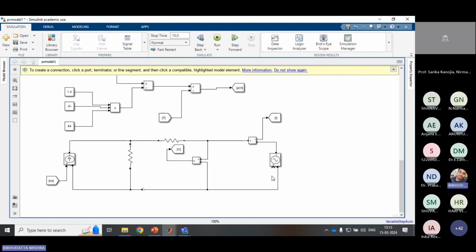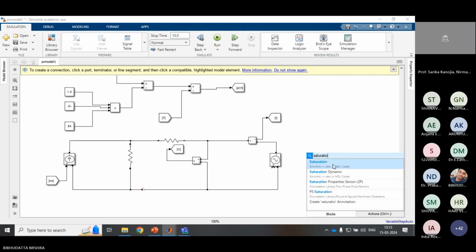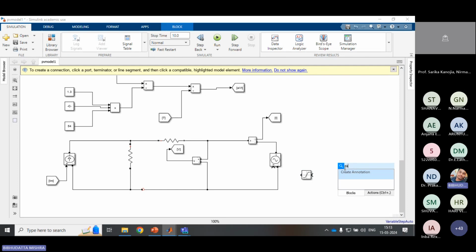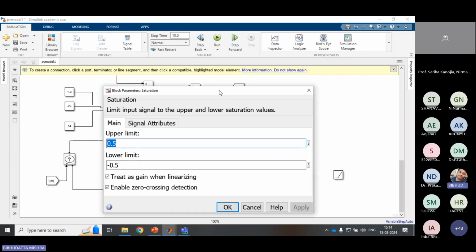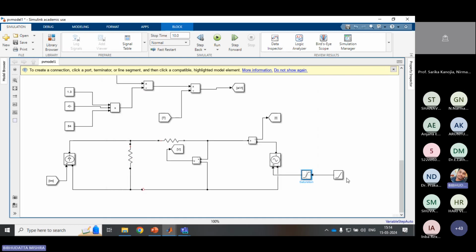But here another block we need, that is a saturation block for setting the limit saturation. Also a ramp signal. So yes, we are getting the output voltage, setting the upper limit 32.9, the maximum limit I'm giving, and the lower limit being 0 or 0.001. And by default, the ramp signal slope is 1, the start time 0 and initial output being 0.